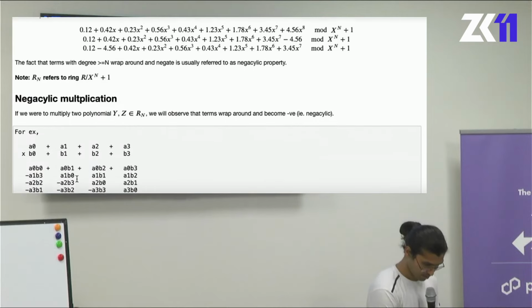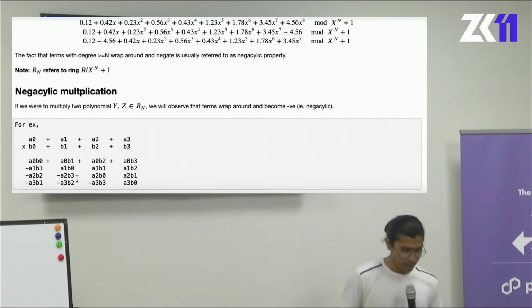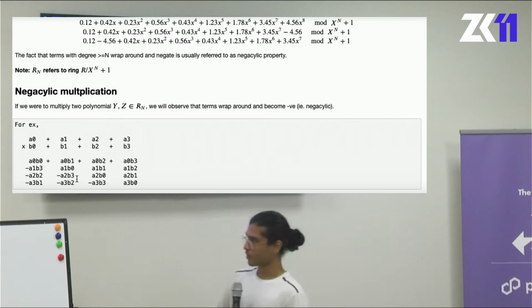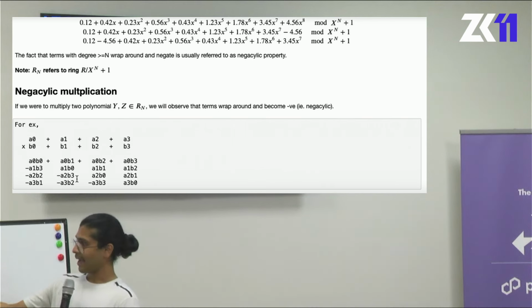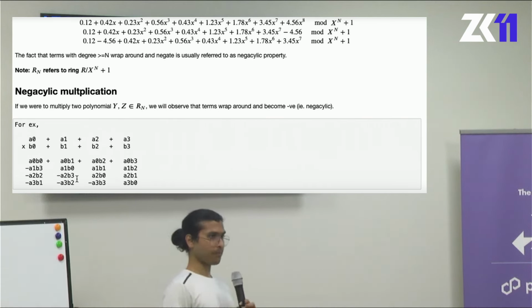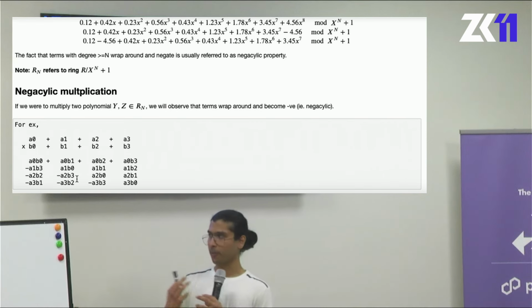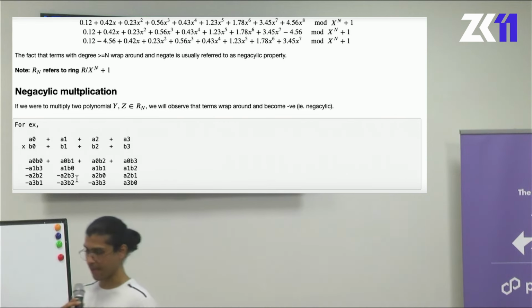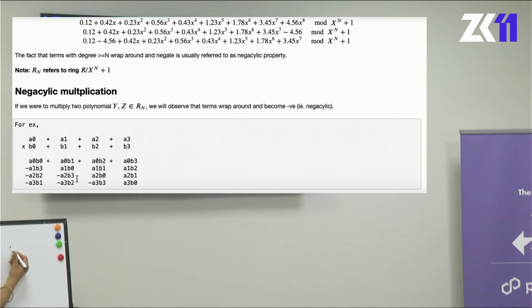Okay, so now this particular ring structure has some special property, and we usually refer to that property as the negacyclic property of this particular ring. So what do I mean by that? Okay, so let's see. x^n is equal to -1. Does it make sense?